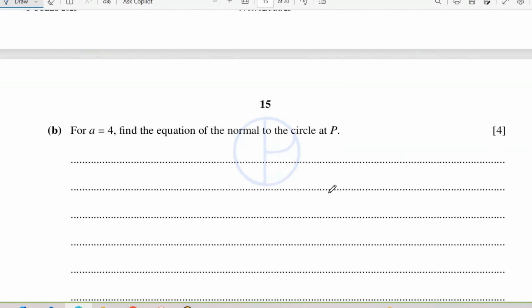The next part of the question is, for a equal to 4, find the equation of the normal to the circle at P. Suppose this is a circle and this is the tangent. Here it touches at point P. So here we need to find the equation of the normal. So this will be the normal, and we need to find the equation of this.